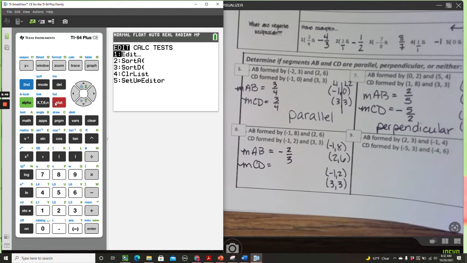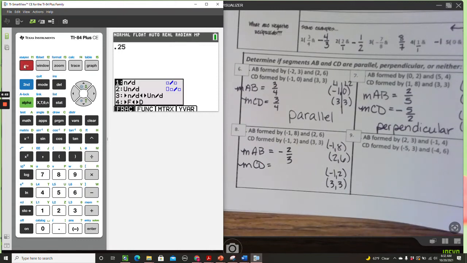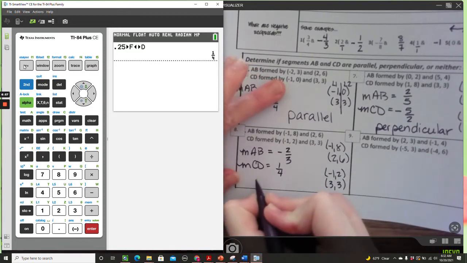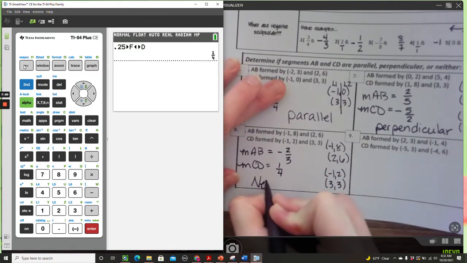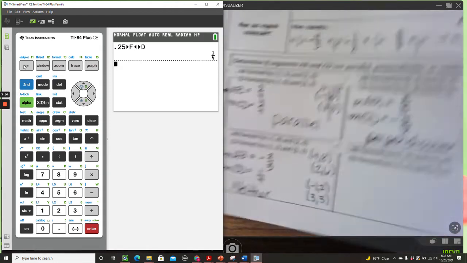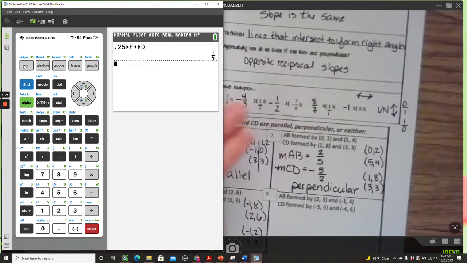So stat, right arrow key 4. I get 0.25. 0.25 as a fraction is 1/4. So in this case, they're neither. The slopes aren't the same, and they're not negative reciprocals either.